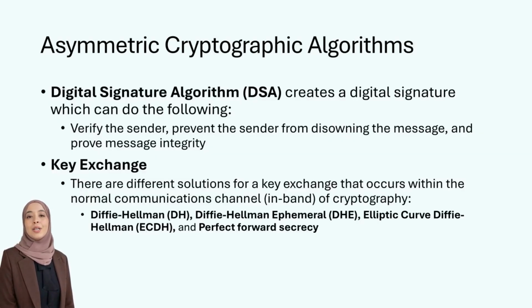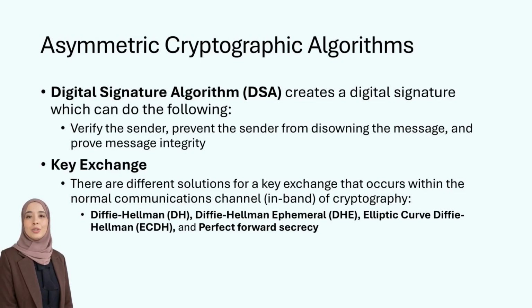In asymmetric cryptography, the digital signature algorithm, DSA, creates a digital signature that does three important things. It verifies who sent the message, prevents the sender from denying they sent it, and ensures the message hasn't been changed.